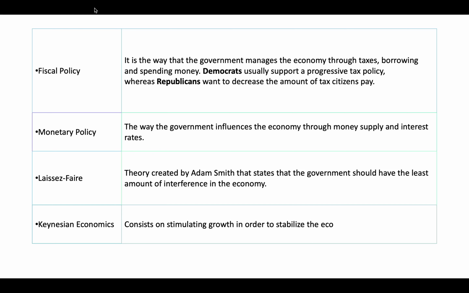All right, laissez-faire we've talked about. Keynesian, underneath monetary policy, I want you to write Keynesian economics. Keynesian economics is the policy that we use. That is the one that manipulates interest rates. How to make those decisions.